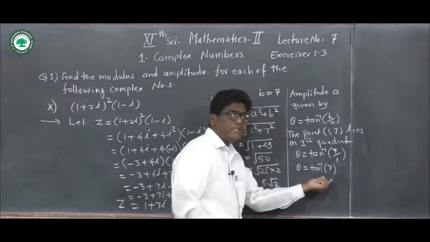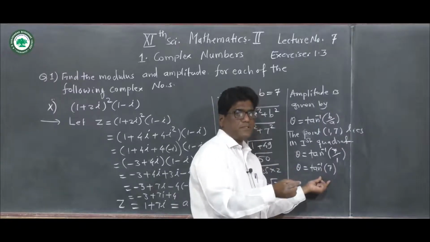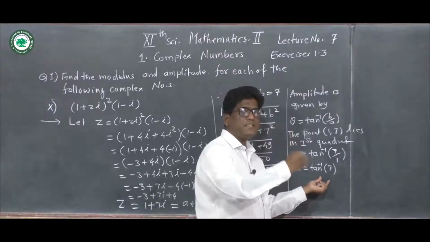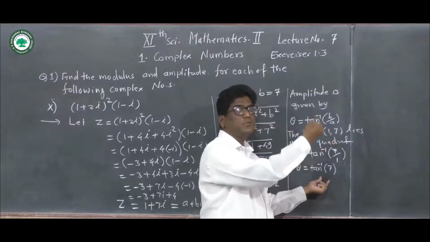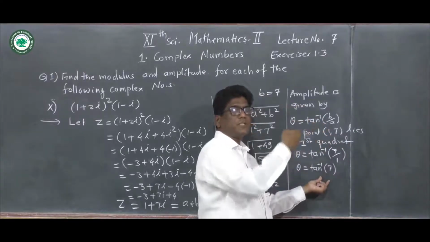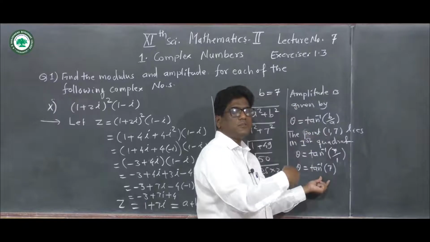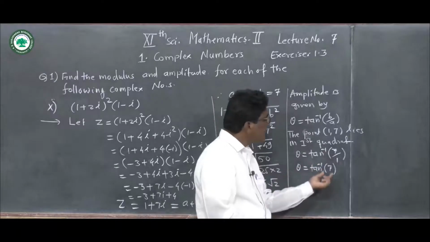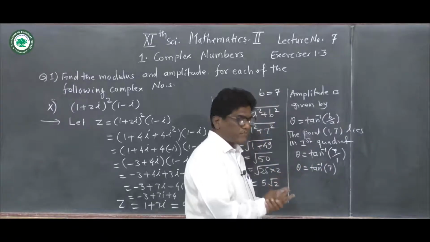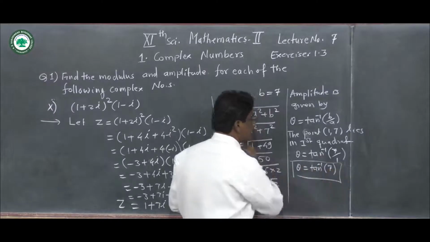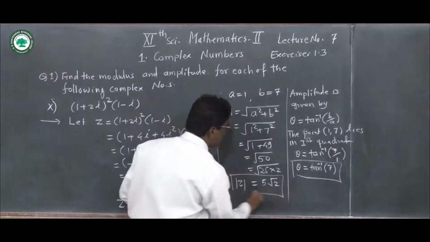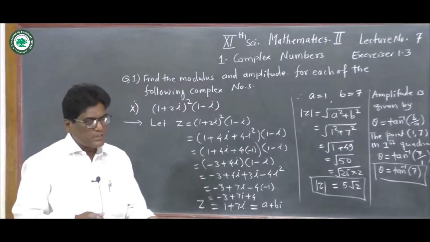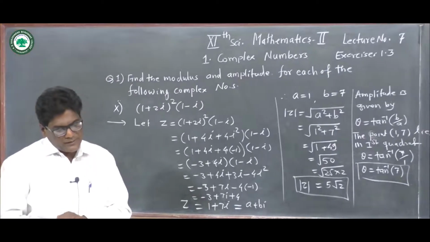But 7 is not a standard value in the table of tan. In the table of tan there is 0, 1 upon root 3, 1, root 3, infinity. These are the standard values for the standard angles, that is 0 for 0, 1 upon root 3 for 30, 1 for 45, root 3 for 60 degree, infinity for 90 degree. These are the standard angles. So this value is not standard, so put it as it is. So this is the solution. Theta is tan inverse of 7 and mod Z is 5 root 2. So in this way we have completed this 10th problem, and also we have completed question number first.